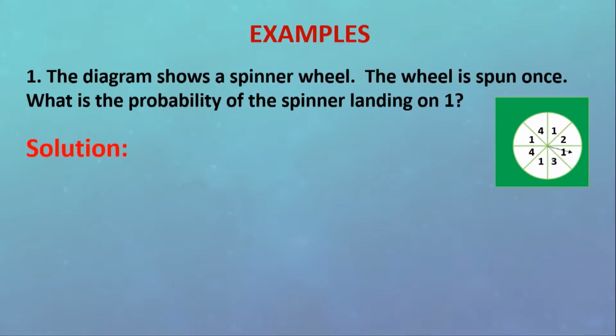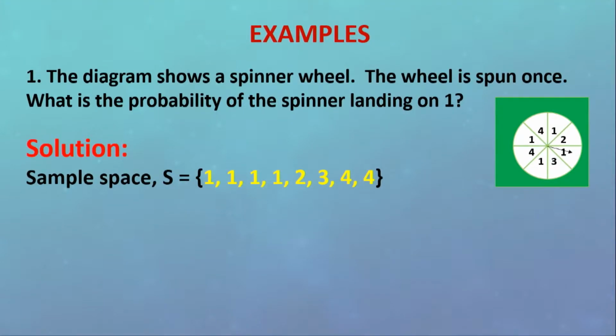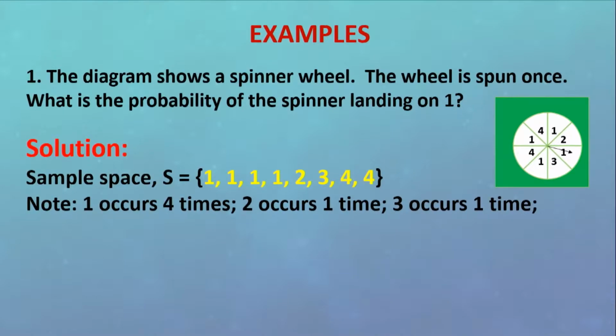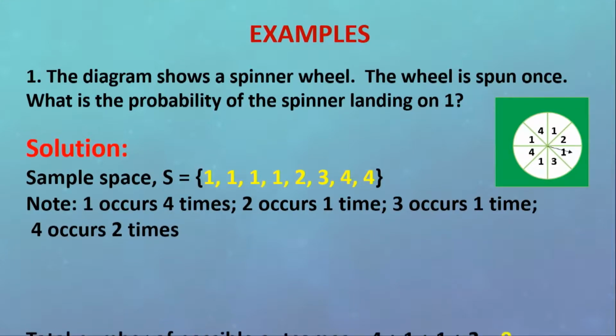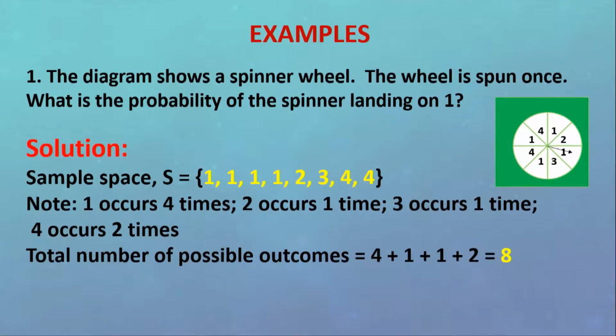The solution. Here, the sample space will consist of the numbers 1, 1, 1, 1, 2, 3, 4, and 4. You can notice that number 1 occurs 4 times, number 2 occurs 1 time, number 3 occurs 1 time, and number 4 occurs 2 times. The total number of possible outcomes is 4 plus 1 plus 1 plus 2, which is equal to 8.